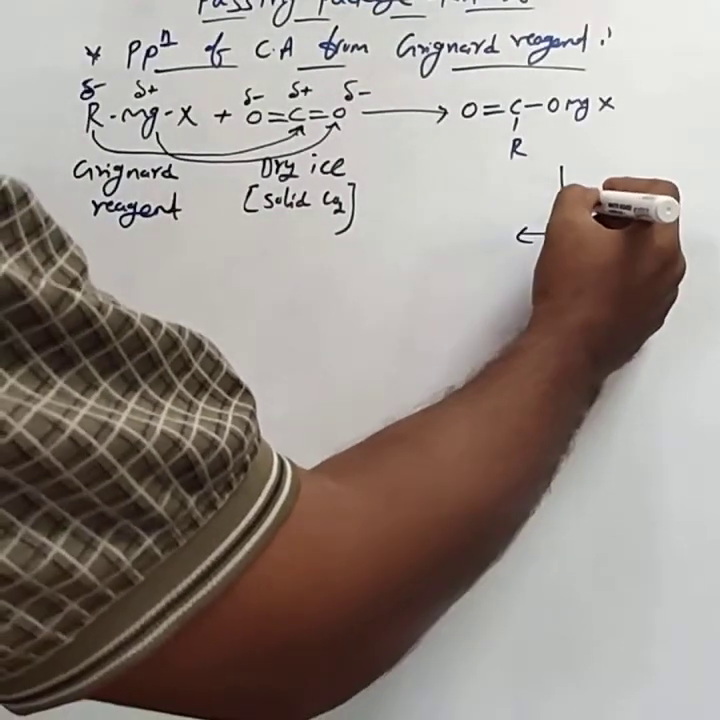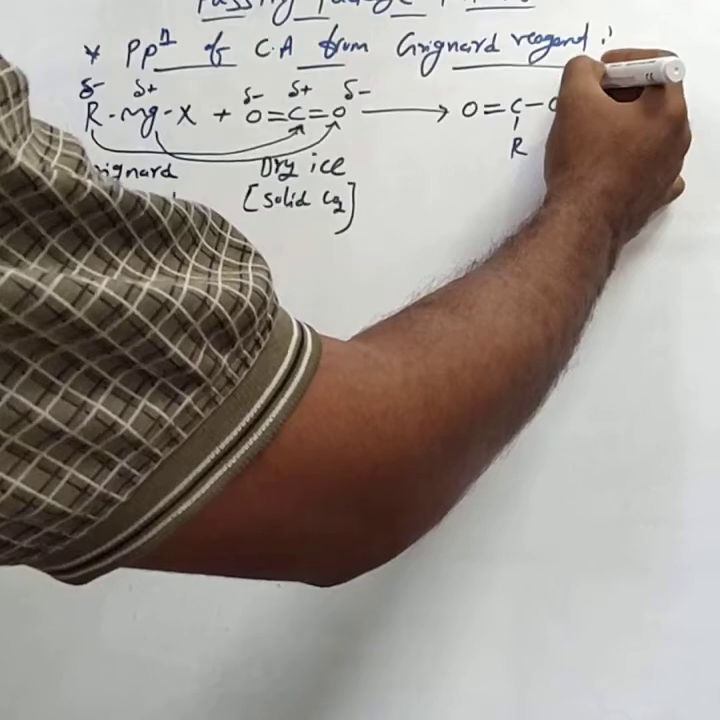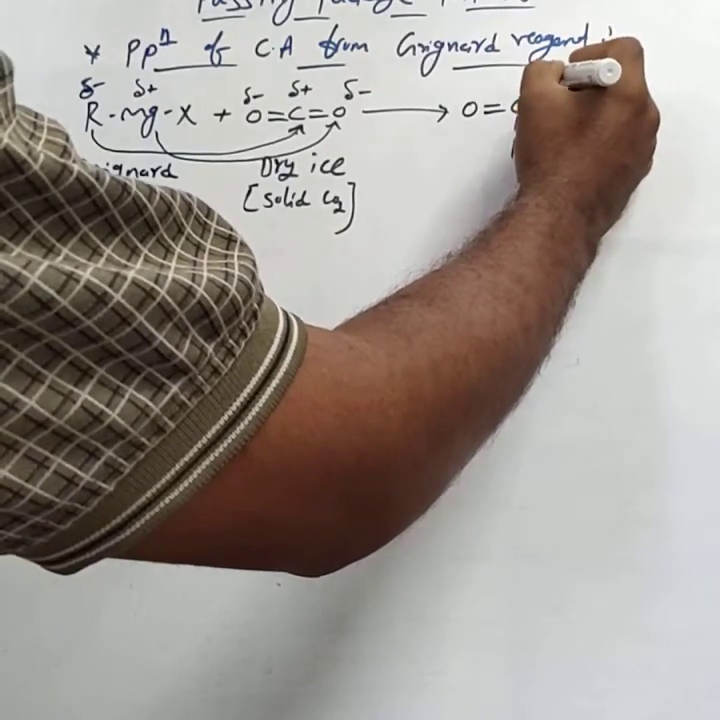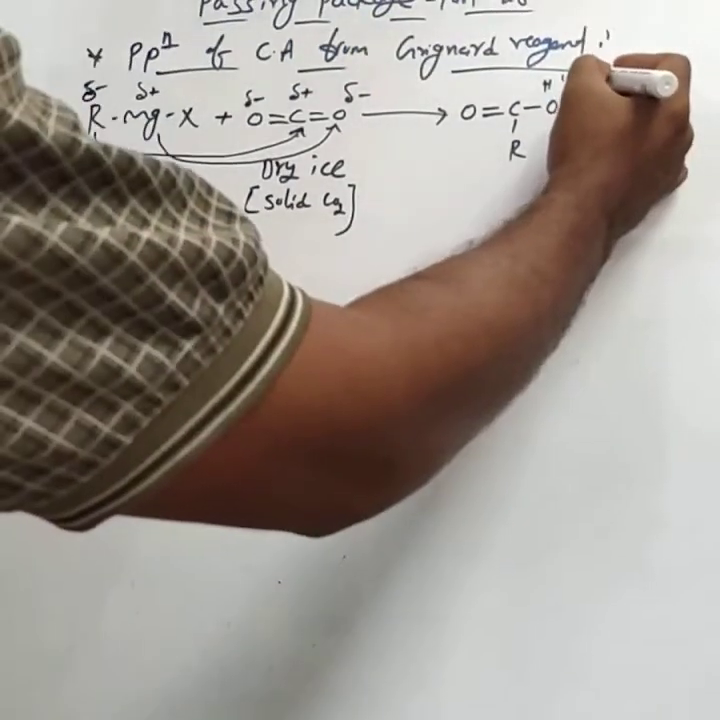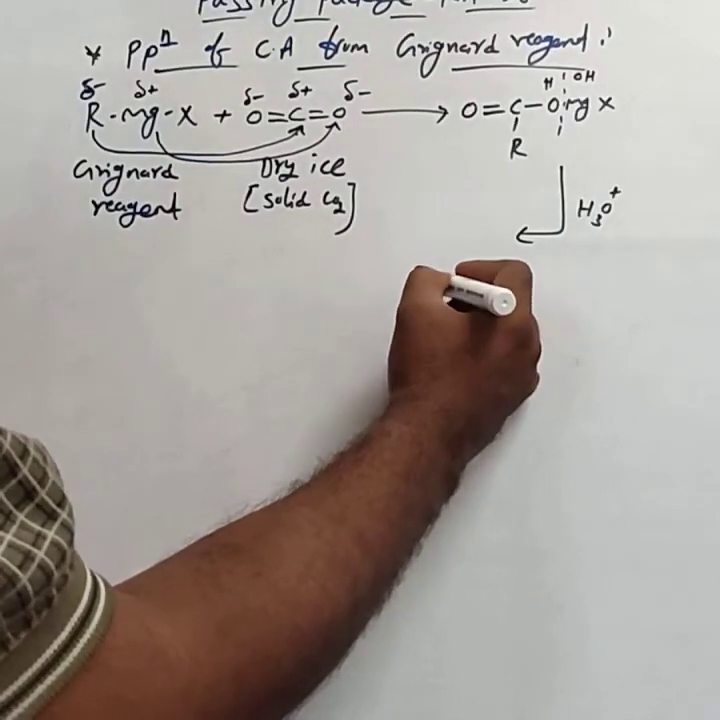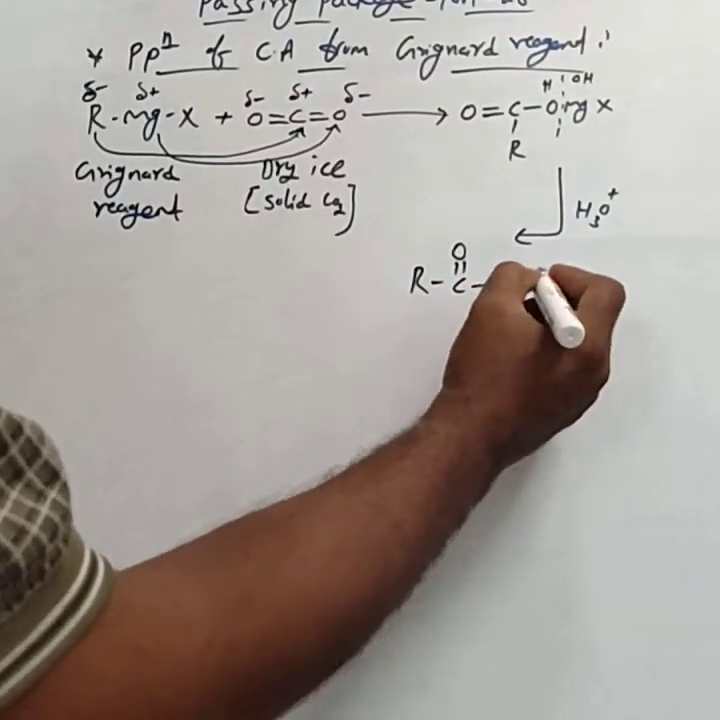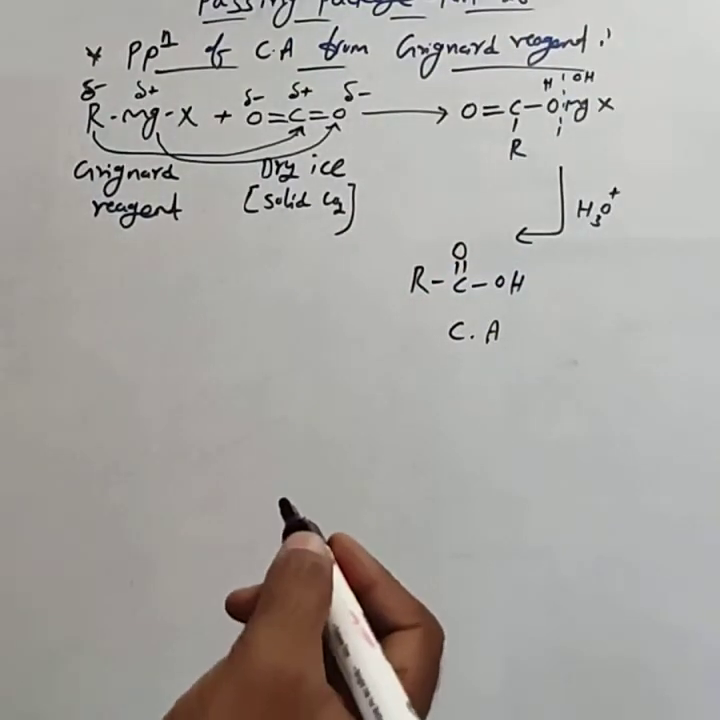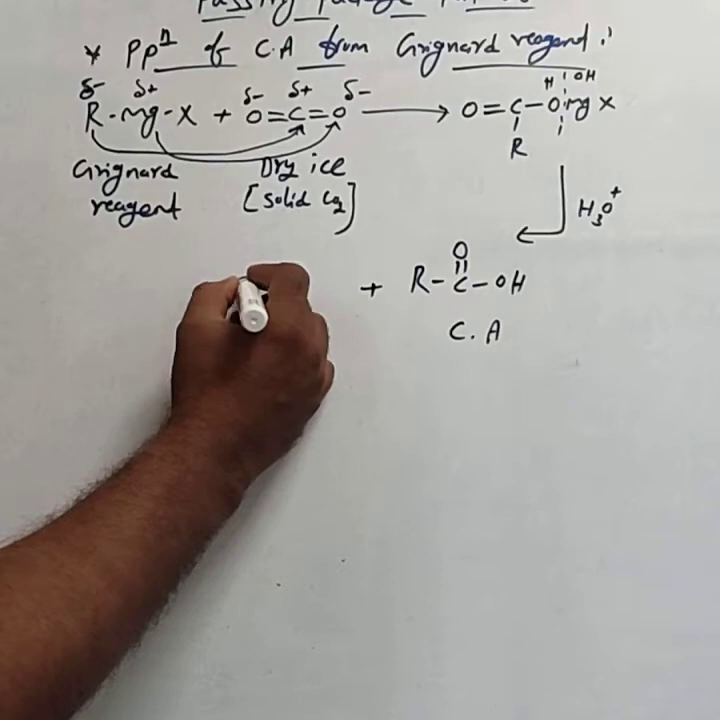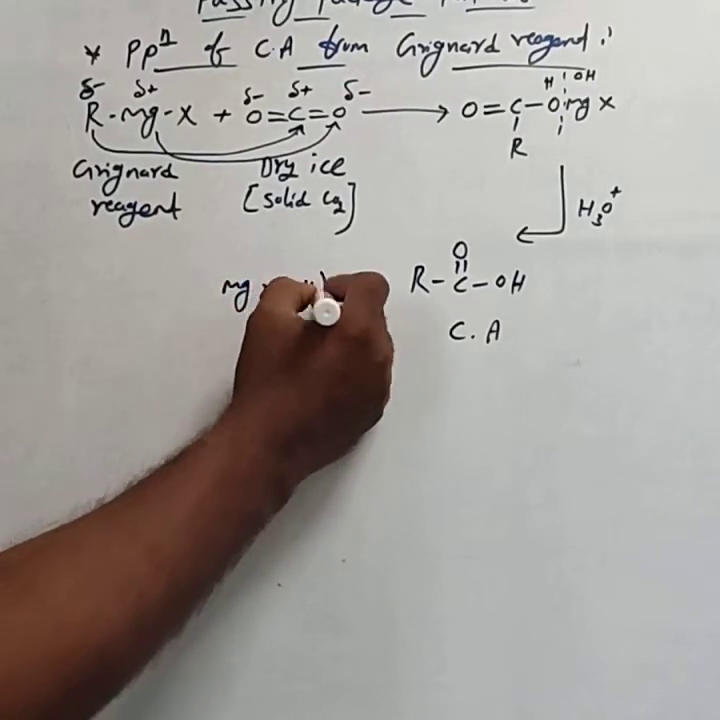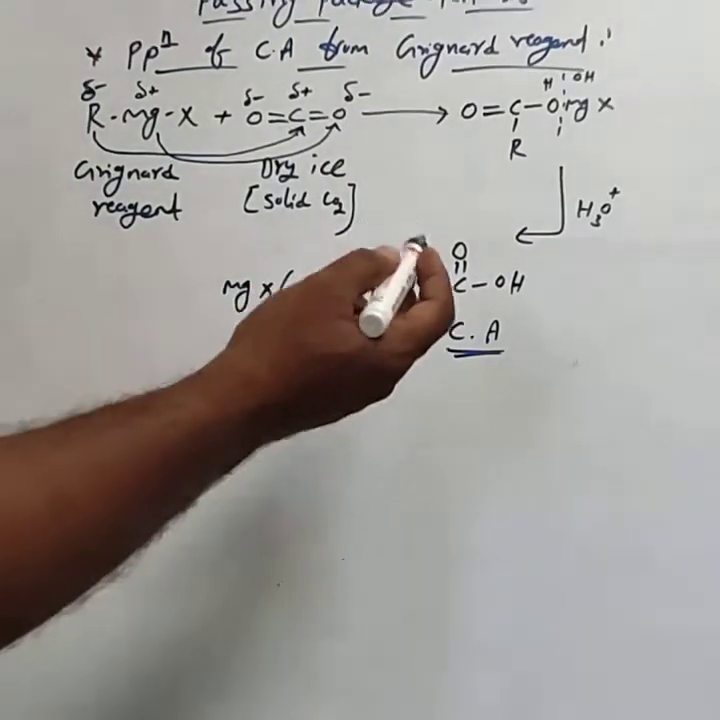This intermediate undergoes acid hydrolysis with H3O plus. Here bond cleavage takes place. To this part H is added, to this part OH is added, and the product formed is RCOOH. This is called carboxylic acid. In addition to carboxylic acid, the other product is MgXOH. This is the preparation of carboxylic acid from Grignard reagent.